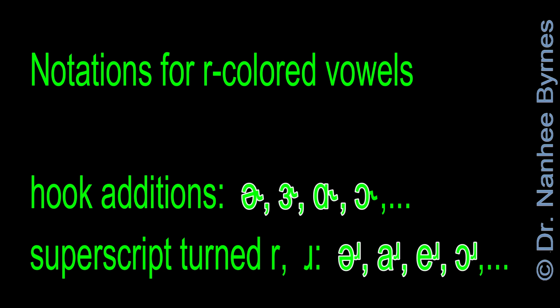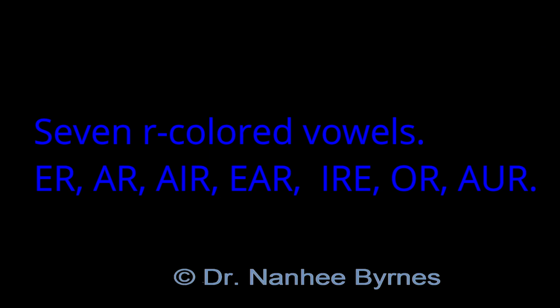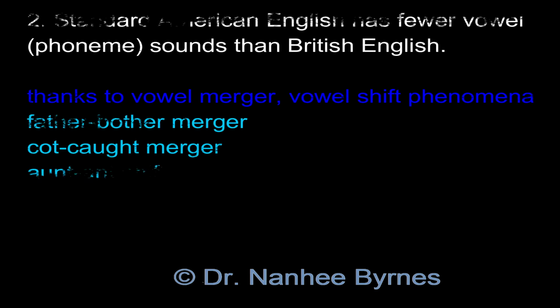Since the notations for the R-colored vowels are not standardized, we'll just use a rudimentary method using alphabet letters to express R-colored vowels, as is often done by speech therapists. American English has at least 7 R-colored vowels: R, air, ear, ire, or, our.